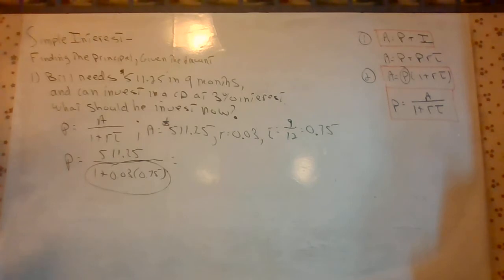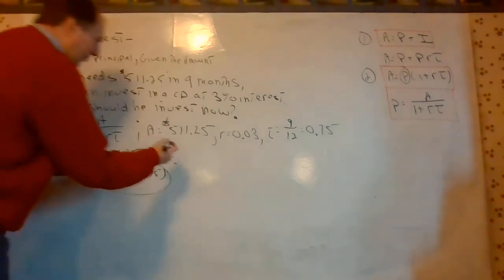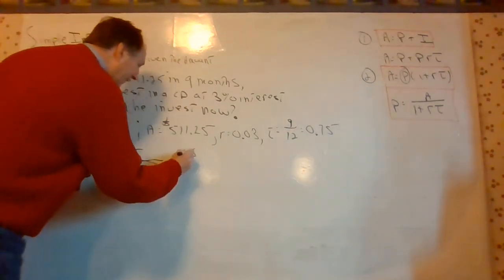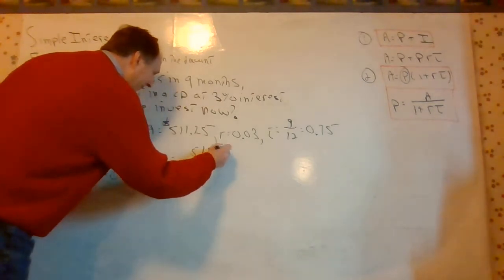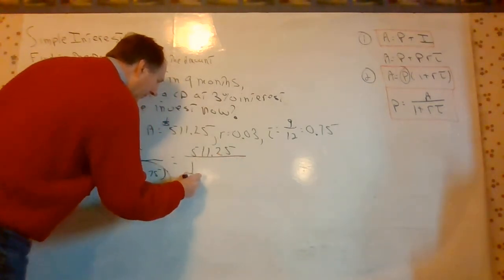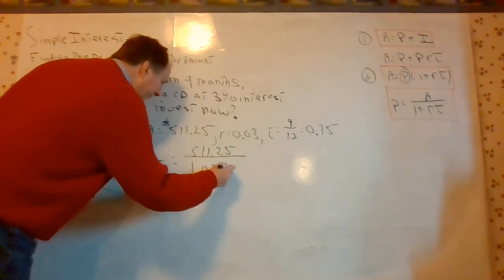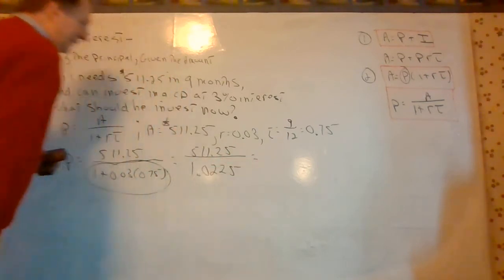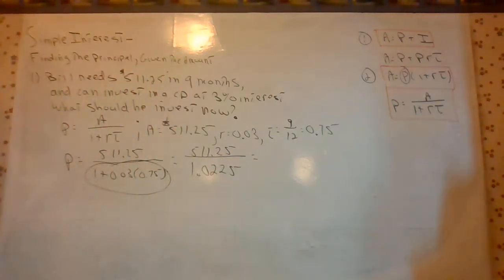I'm sure it hasn't changed. We get 511.25 divided by 1.0225. See, sometimes this is a valuable skill, breaking down this, evaluating this complicated expression in multiple steps.